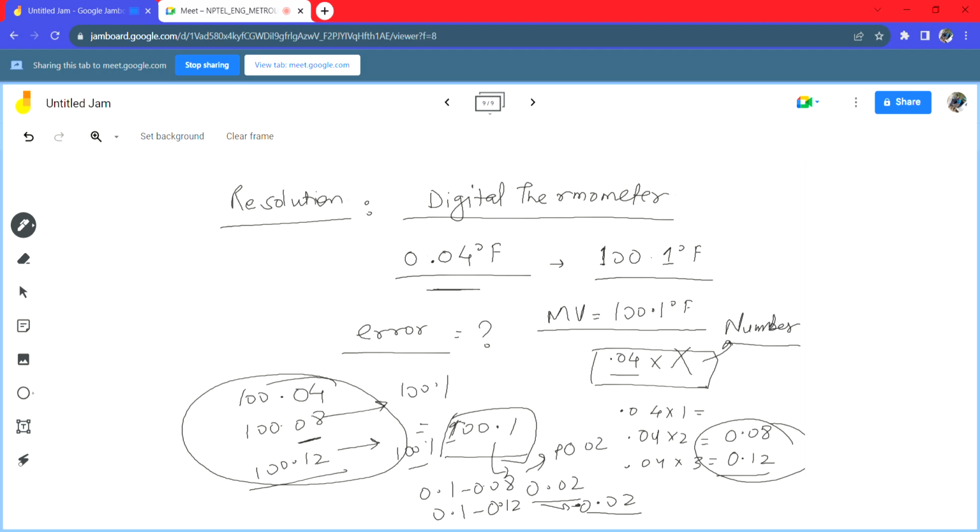Have you understood the concept of resolution here? So in this case, if the error is 0.04, my point is plus 0.02 to minus 0.02. No, no, no. See, this is a possibility that we are discussing. It could have been 100.08 also, that it is reading as 100.1, and it could have been 100.12 also, that it is reading as 100.1. We would not know from this device whether it was actually 100.12 or 100.08.